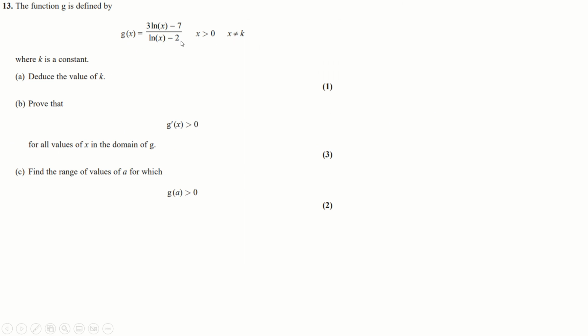13 then, so deduce the value of k. So the only way for this function not to really be defined is if we're dividing by 0. So log of x minus 2 can't be 0. If it is 0, then you get x as e to the power 2. So therefore k cannot be e to the power 2. Otherwise, you'd be dividing by 0 down here.